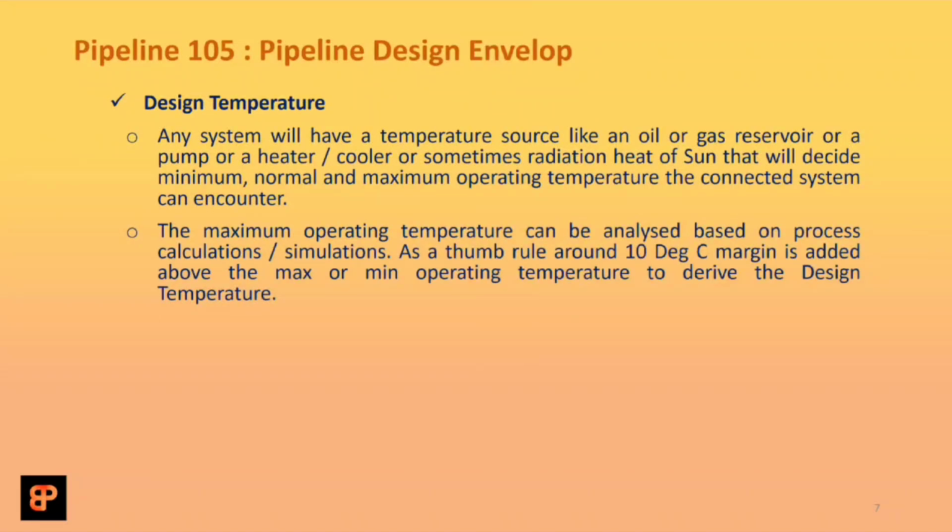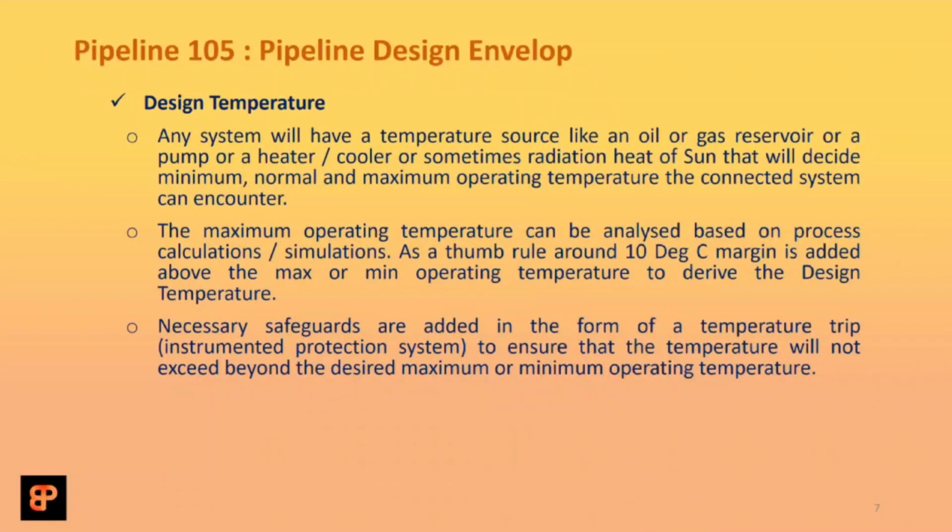So what we do is all based on the source temperatures. If there is a cooler, then the cooler exit temperature, or if there is a heater, then the heater exit temperature, will decide the max operating temperature of the system. And normally there is a thumb rule to add 10 degrees as margin on top of the max operating temperature value to derive the design temperature. This 10 can be reduced to a lower value also, but the thumb rule is to consider 10. There is no set criterion for that, but normally people consider 10 as an adequate safety margin.